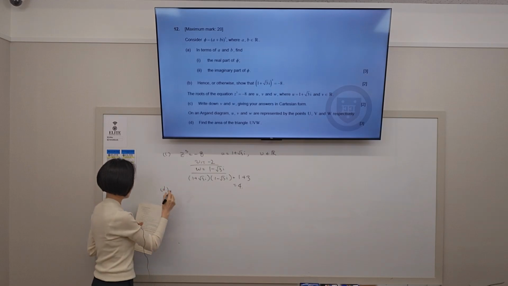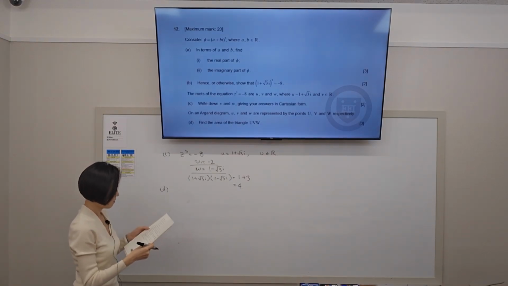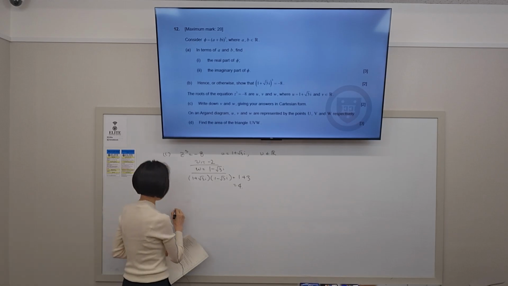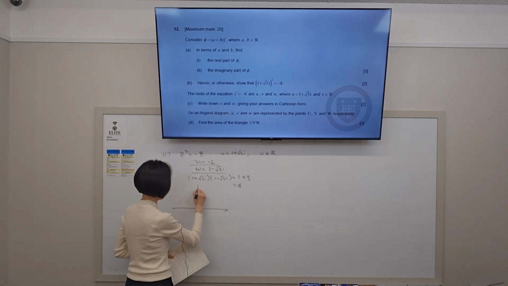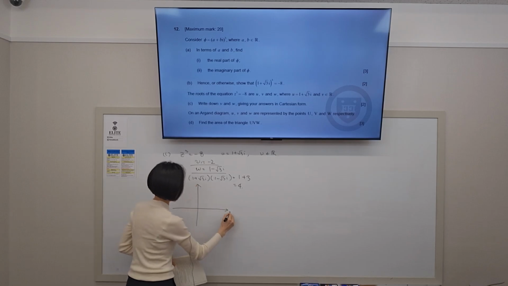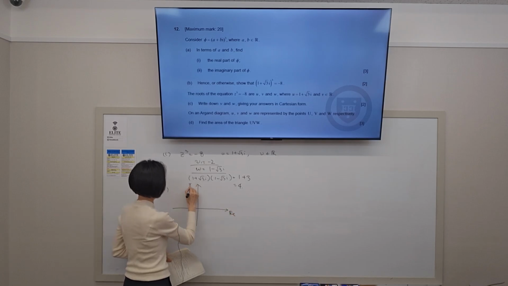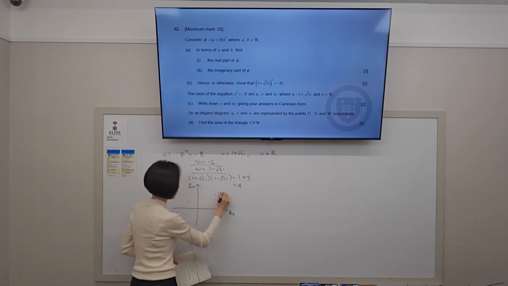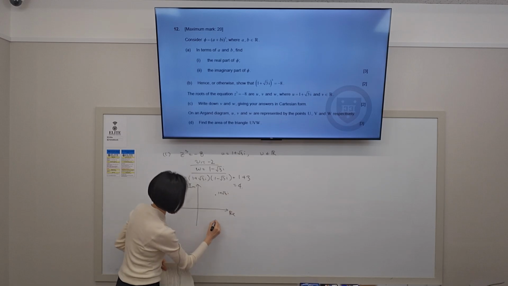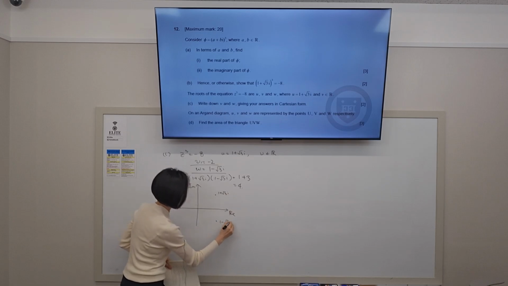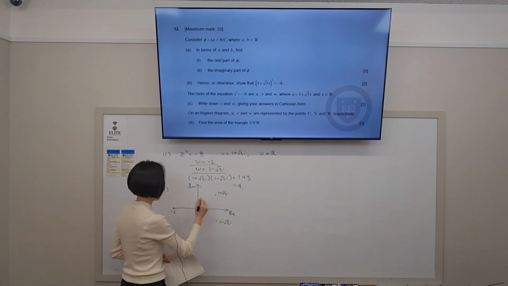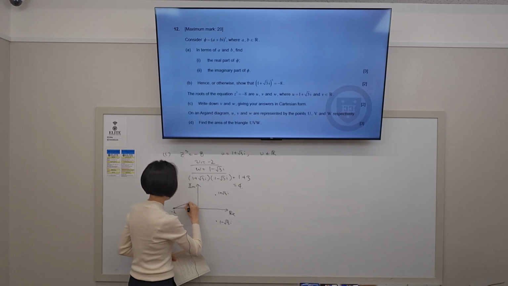Move on to D. Find the area of the triangle UVW. If you draw the Argand diagram, this is the real axis and that's the imaginary axis. Then 1 plus root 3i here, 1 minus root 3i here, and negative 2 would be here. That's u, and we want the area of that triangle.